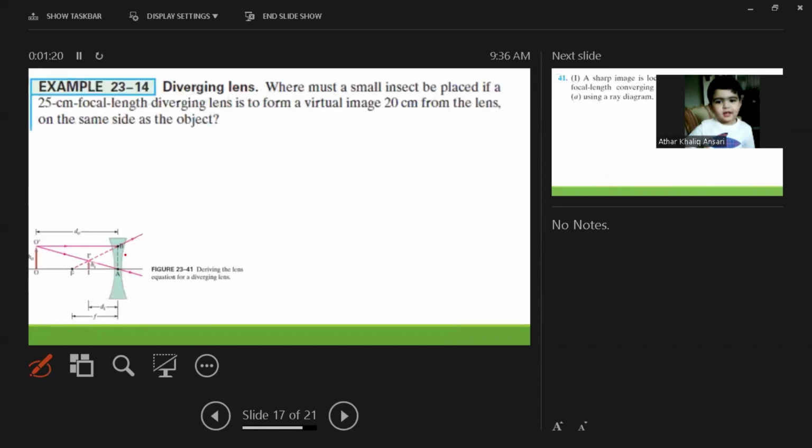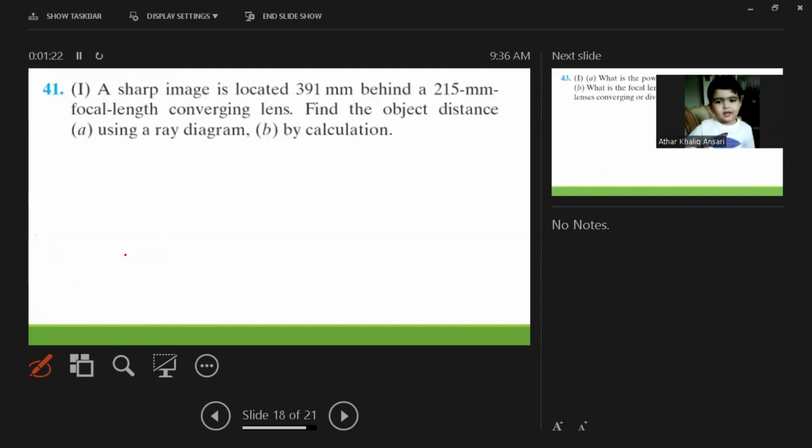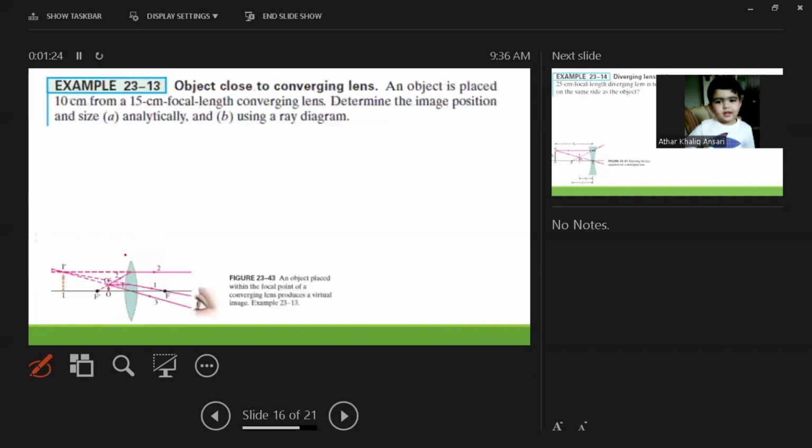In this case, what will happen? The image will be on the same side, like this. If you see, the object is here between f and the optical center, so the image will be on the same side. This is the only condition where the image formed is virtual, and this virtual image will have a negative image distance, a negative position.